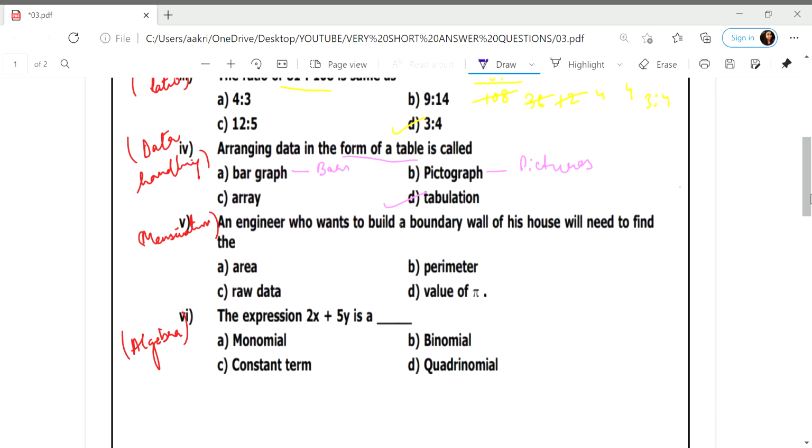आइए फिफ्थ पार्ट. An engineer who wants to build a boundary wall. जब भी हमें बाउंड्री पे कुछ काम करना है, boundary wall of his house, it will need to find. जब भी हमें बाउंड्री में, इंजीनियर है, वॉल है, इस वॉल को हमने बाउंड्री कवर करनी है, तो obviously what we are doing, we are calculating the perimeter of the wall, right?